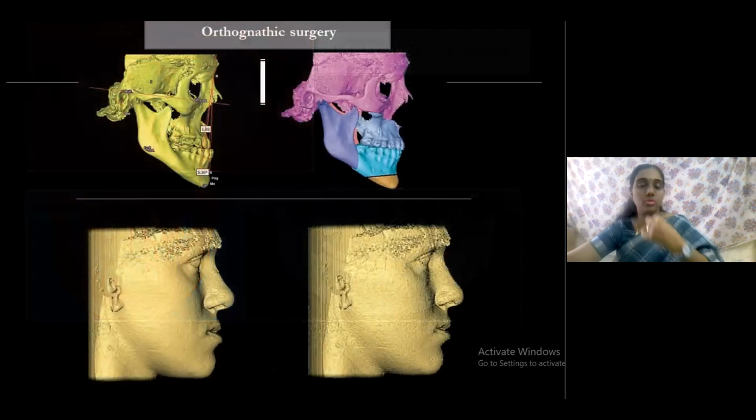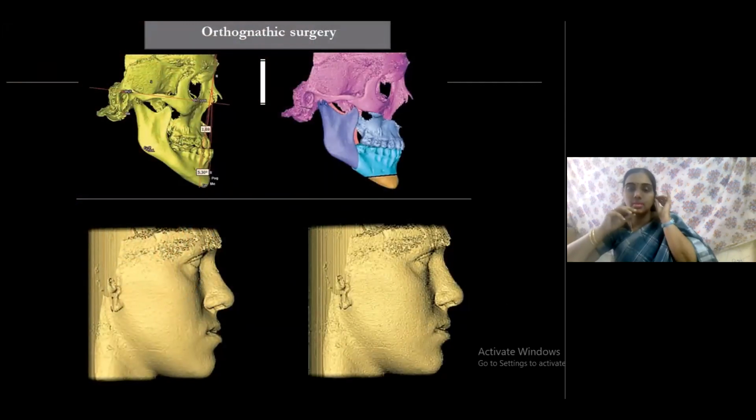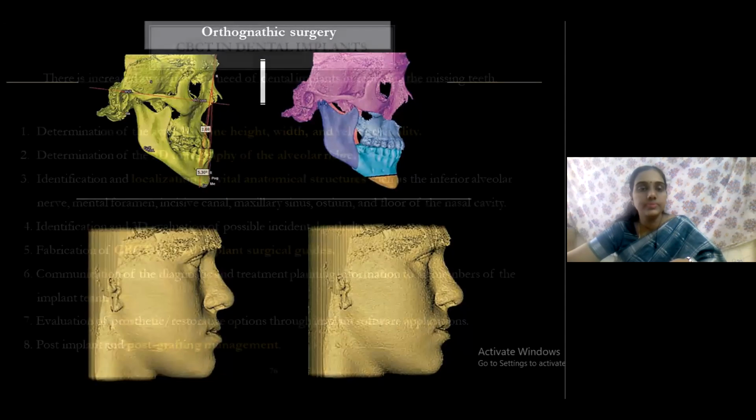And of course, in case of orthodontic surgeries, as I told you earlier, you can superimpose your image with a facial photograph or the facial structure, and then you can combine the hard tissue and soft tissue, and check for the position, even pre-operatively and post-operatively also. So these are some of the applications in orthodontics.